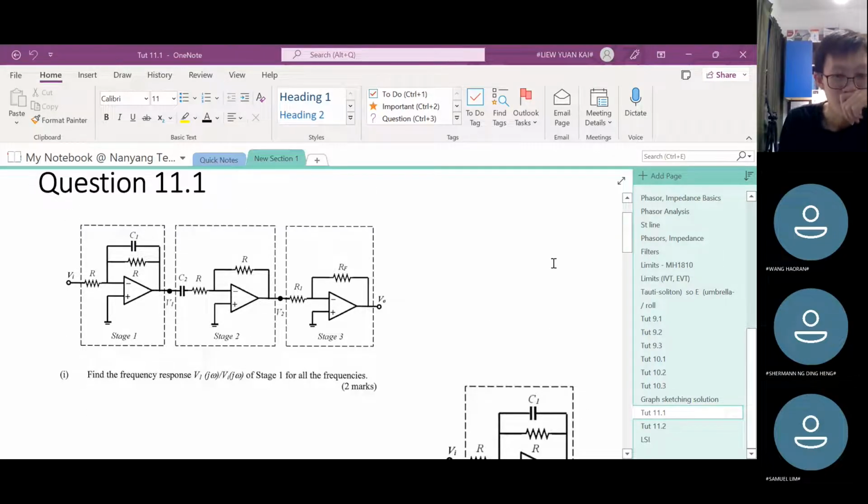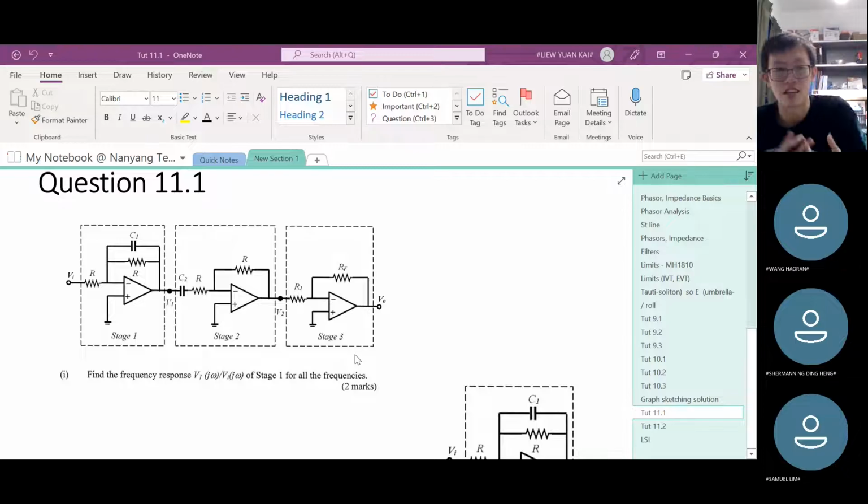So what you see here is not just one op-amp. So far, the questions that we have done up to this point are single op-amp systems. You just see one triangle individually. Now, what about this kind of question? This kind of question is a composite system. What that means is many op-amps lined up together, and they will produce an effect.